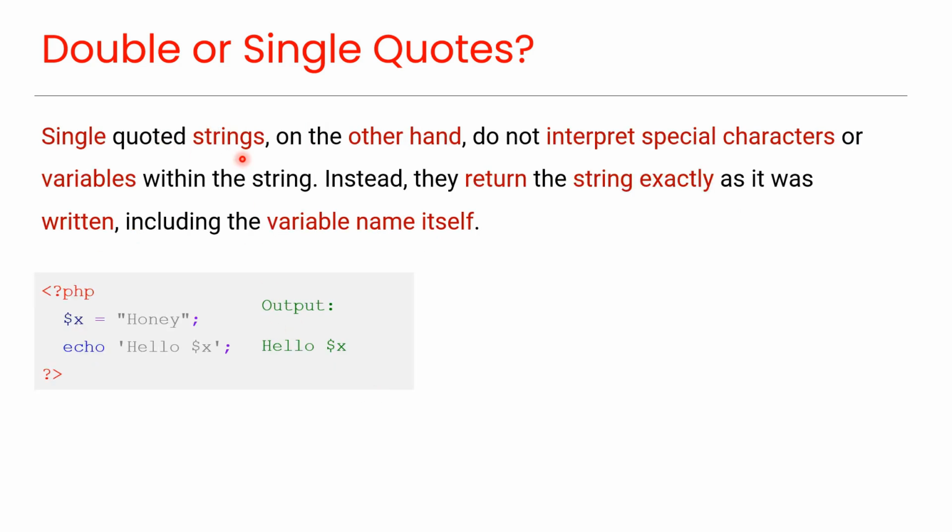Single-quoted strings, on the other hand, do not interpret special characters or variables within the string. Instead, they return the string exactly as it was written, including the variable name itself, as you can see in this code. And you can see the output here.